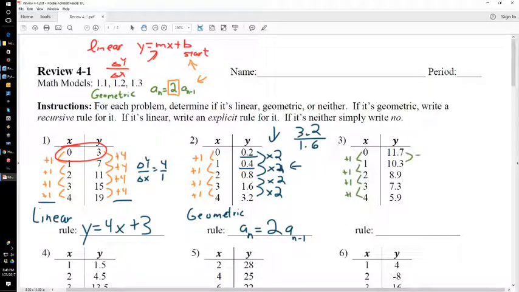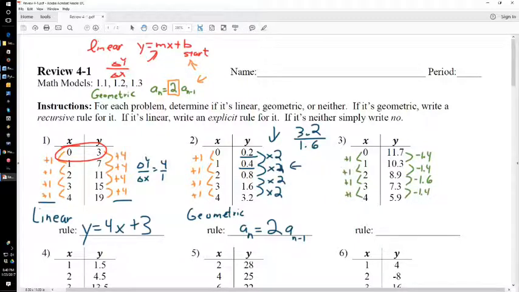This one is subtracting 1.4. Yeah, it's minus 1.4. This one is minus 1.4. 7.3 minus 8.9 is negative 1.6. So this isn't linear. And then we're subtracting again. Again, this is minus 1.4. So this is not linear.